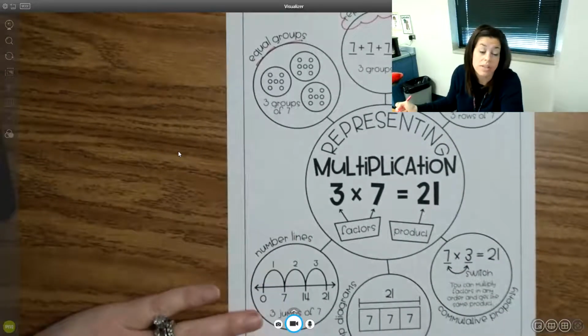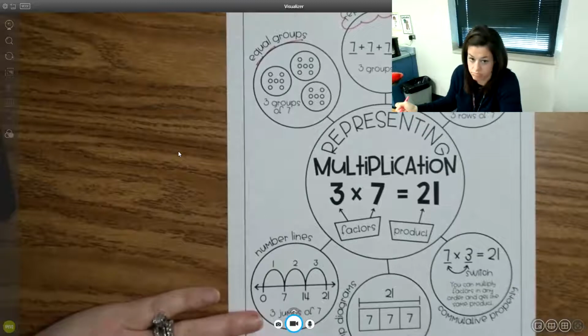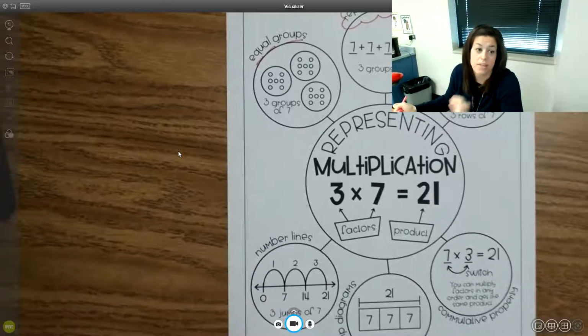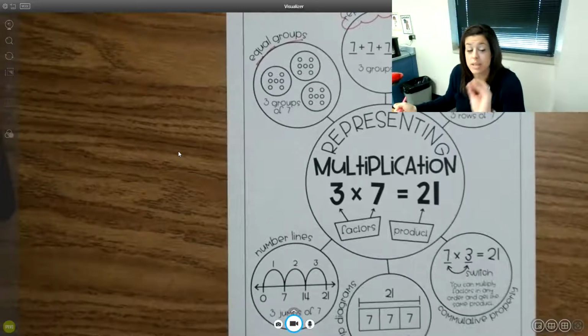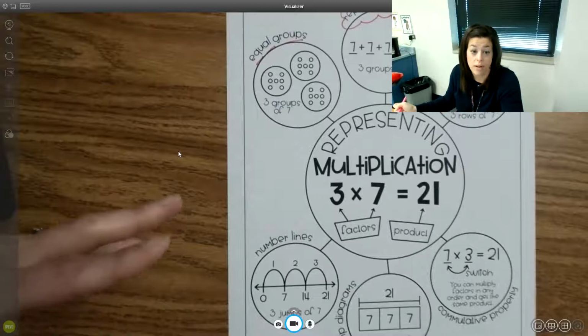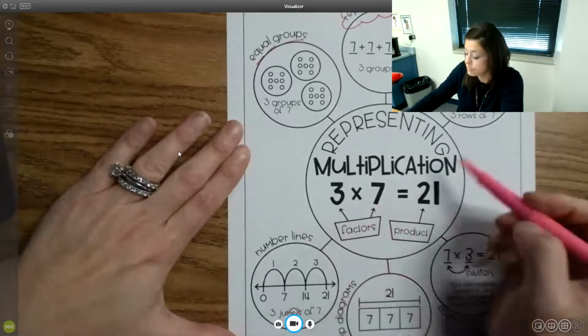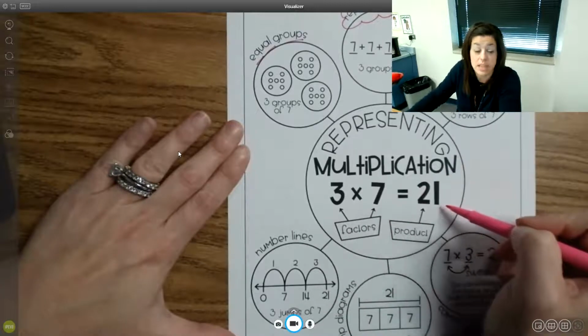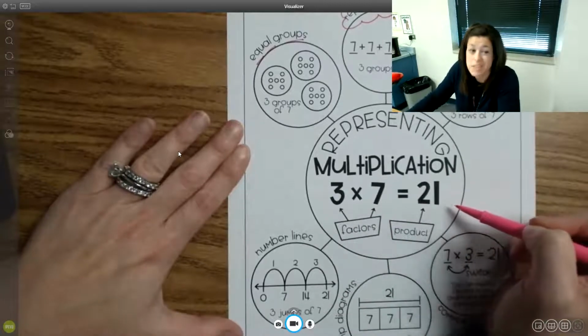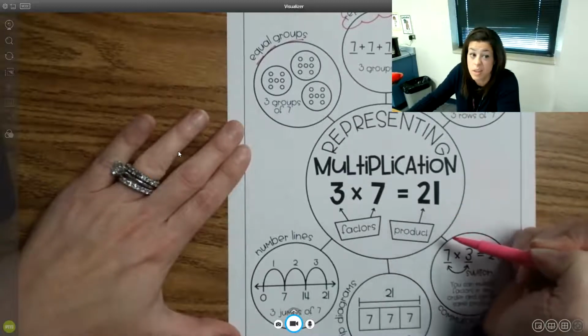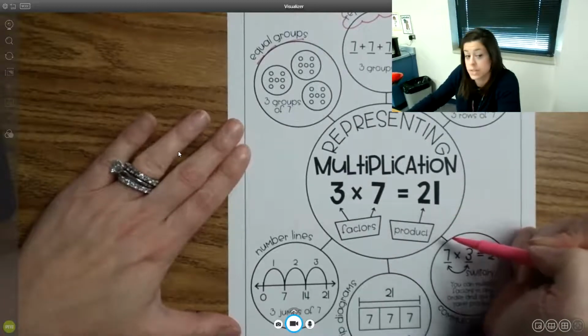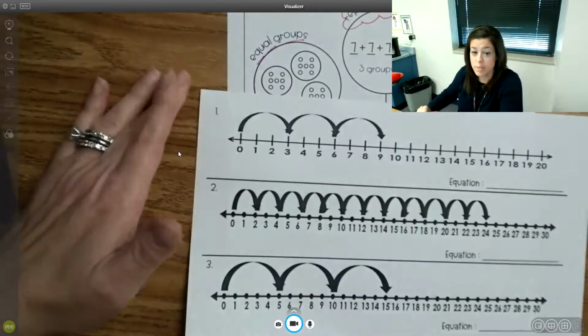Remember, multiplication, equal groups. It's joining together of equal groups. So it's the same as addition, but addition is unequal groups. So we are joining equal groups together to find a product. We have our factors. We join them to find our product. The answer to a multiplication problem is a product, okay? You're gonna hear me say that a lot. So that's what we're gonna do with number lines.